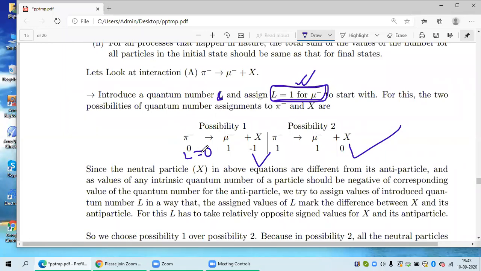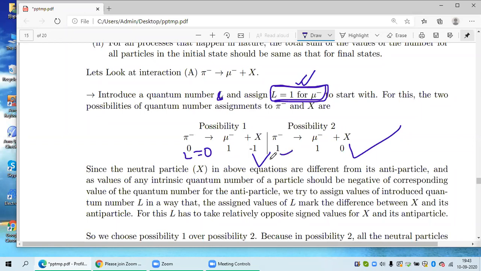For that, L will also be 0. So by L, you can't distinguish pi plus and pi minus, but you don't need to distinguish that because charge actually distinguishes this. Now, you also do not distinguish between mu minus and mu plus by L values, because charge is there. Okay, so both are possible.